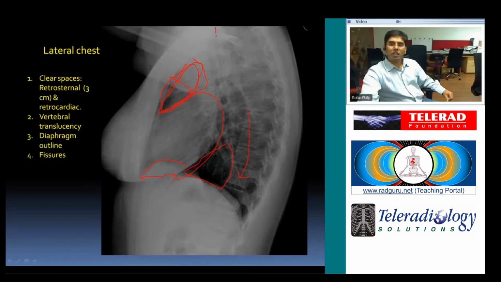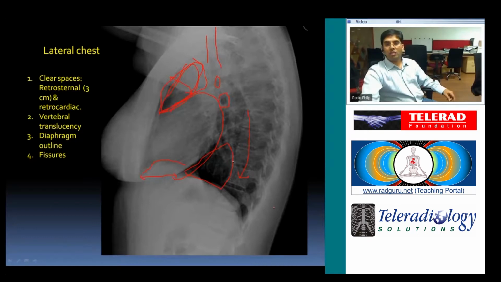And then follow the tracheal margins, and this round structure is the right upper lobe bronchus. This is the left upper lobe bronchus, and look for the cardiac size. If there is any cardiomegaly, more and more of the heart occupies this retrosternal space. The same way, if there is any enlargement of the left atrium and left ventricle, you'll see encroachment of this retrocardiac space. And look for the diaphragmatic outlines, as I told, and then fissures.